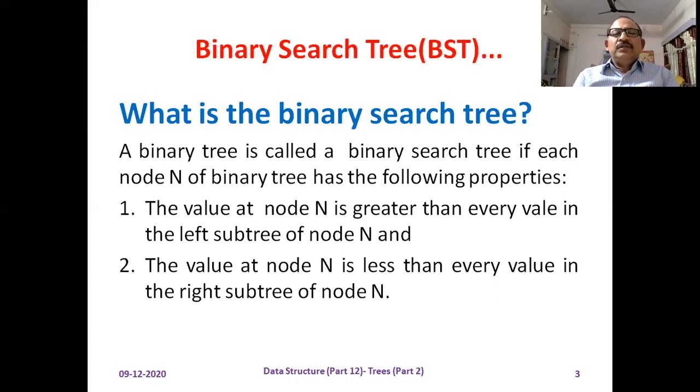A binary search tree is a binary tree which has three properties. First, all nodes of a left subtree are less than the root node, and all nodes of a right subtree are greater than the root node. Third property, the left subtree and the right subtree must be a binary search tree. That is, they have property 1 and property 2. In addition to this, there must be no duplicate nodes in a binary search tree.